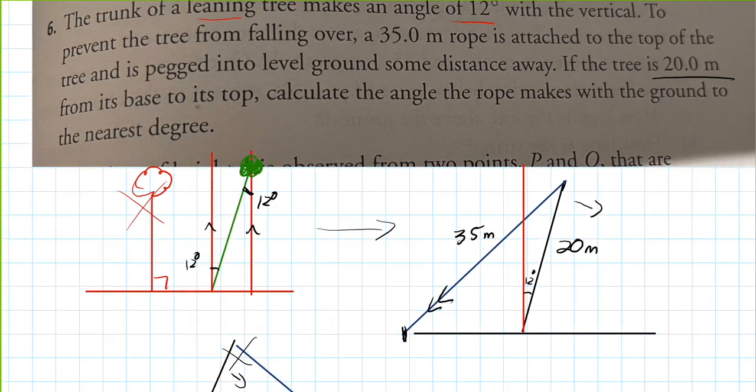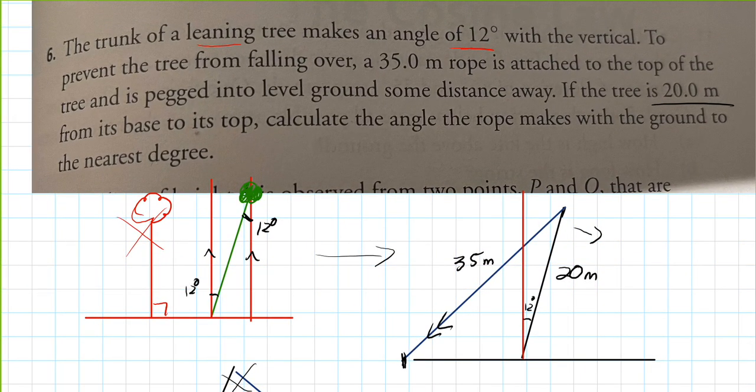We'll use this example we have here. Calculate the angle the rope makes with the ground to the nearest degree. Okay, so what they really want us to find is this piece here. Call that theta. What is theta at that point? So we have two lengths. We have the length of the rope, which is 35 meters. And we have the length of the tree, which is 20 meters. We don't have an internal angle. Can we find any internal angles from what you see?